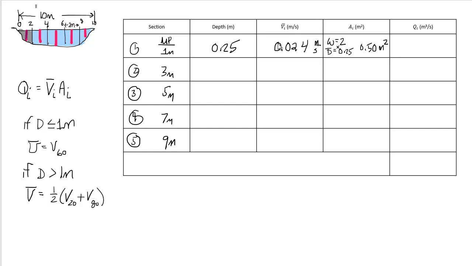And then to get Q, I multiply 0.50 times 0.024, and that is 0.012 cubic meters per second, right? I'm multiplying square meters times meters per second. So there you go. That's my first section. So let's go on and do some others here.